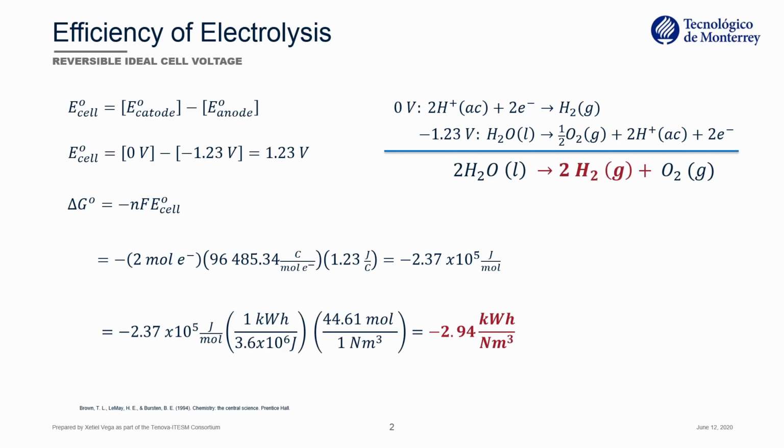Talking about the efficiency, we need to calculate the ideal energy that is necessary to do electrolysis. On the right hand of the screen, we have the semi-reactions of an electrolytic cell, where water is transformed to hydrogen and oxygen gases. We calculate the ideal cell potential, that it is 1.23 volts. Then we calculate the Nernst.